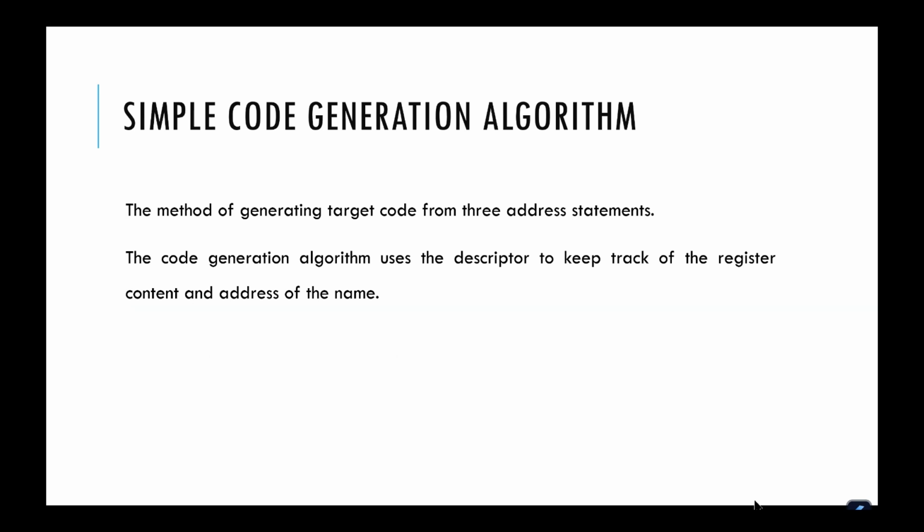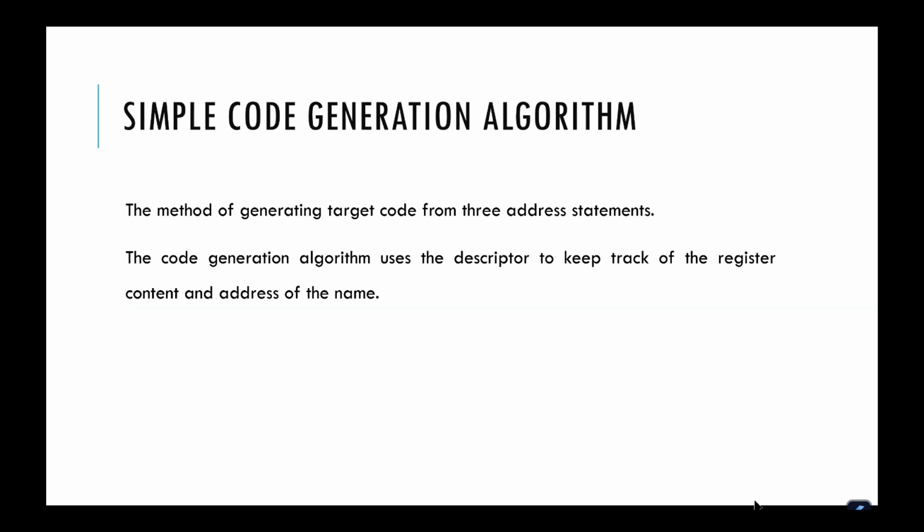In this section, it discusses the method of generating the target code from three address statements. Whatever we have in the three address format, we are going to be using that. In this method, computed results can be kept in the registers as long as possible. So whatever we are having, all are going to be kept in the registers. The code generation algorithm uses descriptors to keep track of register contents and the addresses for names.